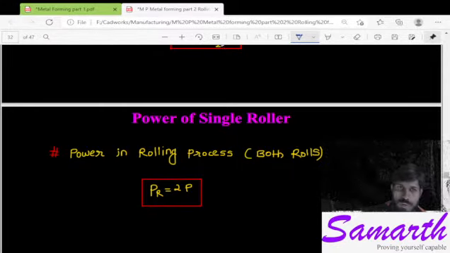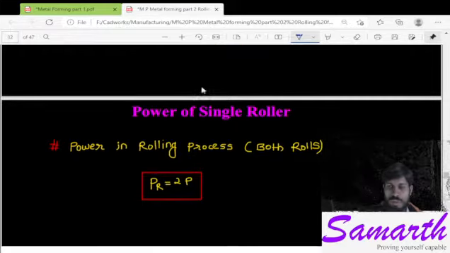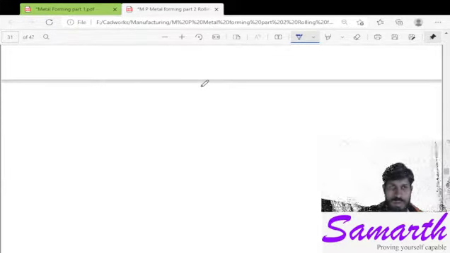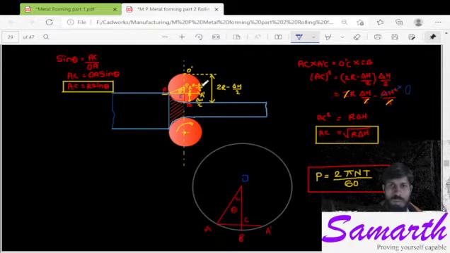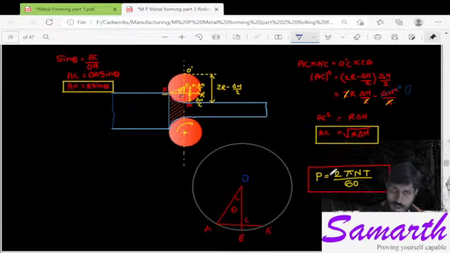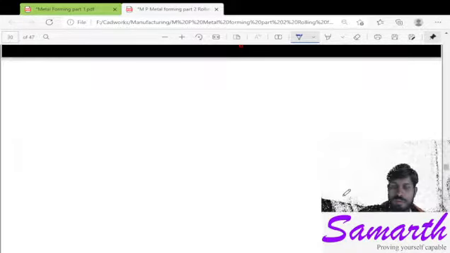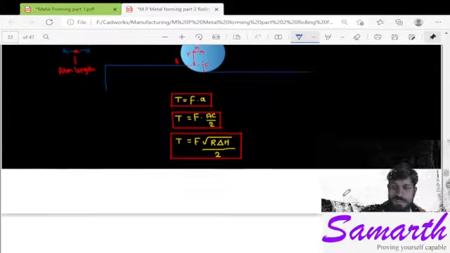Now power for a single roller will be, you know, the formula for power 2 pi NT by 60. Don't confuse with this 2. Why am I showing you? Because again power for 2 rollers will be twice of this. So 2 into 2, 4 pi NT by 60 it will be. Or you can just first find out power P and multiply it with 2. Here it is given.